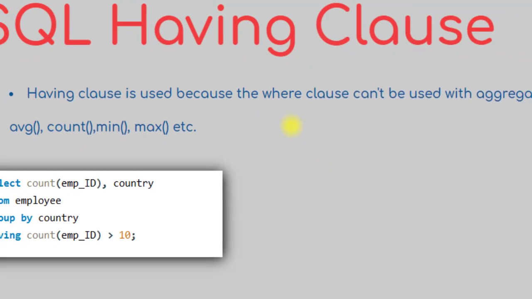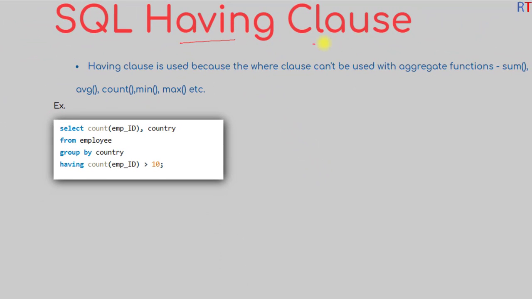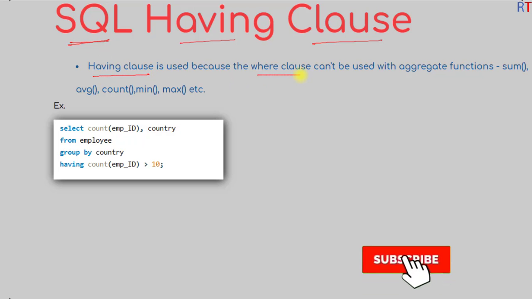Hey, what's up guys? In this video we're going to talk about the HAVING clause in Structured Query Language. The HAVING clause and the WHERE clause are pretty similar to each other. Both of these clauses are used with some condition, but we use the HAVING clause because the WHERE clause cannot be used with aggregate functions like sum, average, count, max, etc.